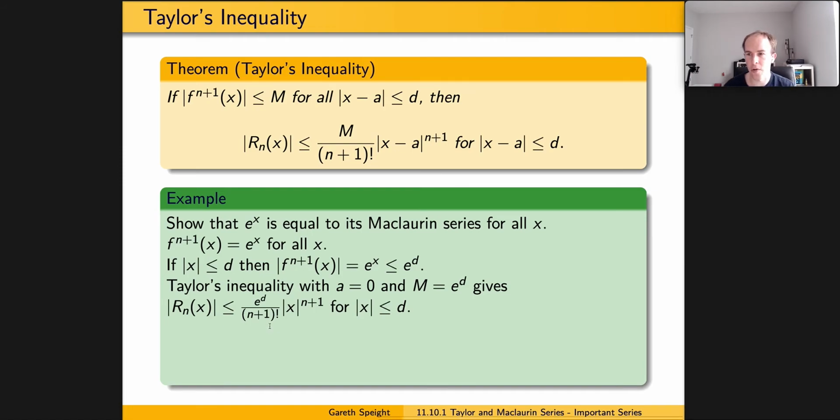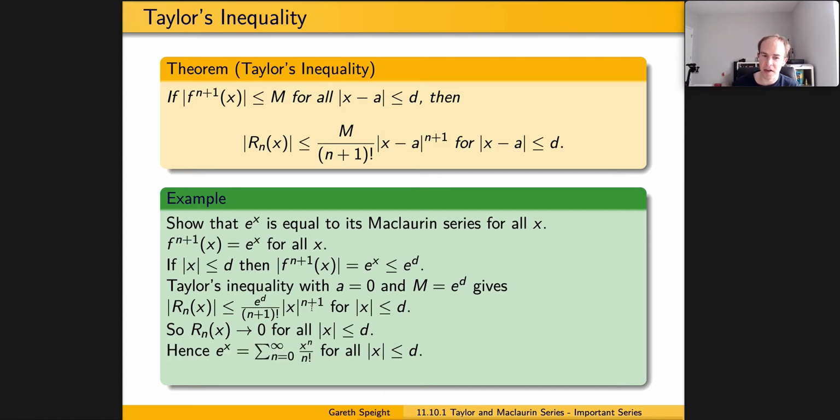Okay, factorials grow more quickly than powers. So in this case, R_n, the remainder, is going to go to 0, because the factorial on the bottom is going to infinity much more quickly than the top, which is just a power. So the remainder goes to 0 for absolute value of x less than or equal to d.